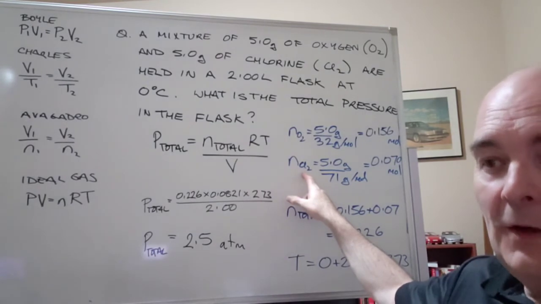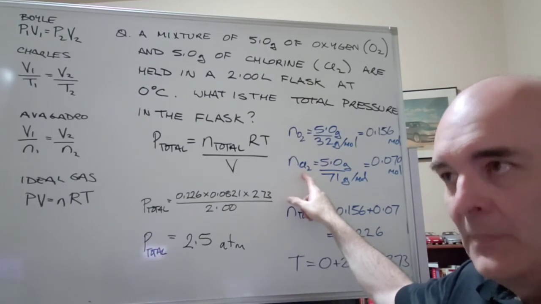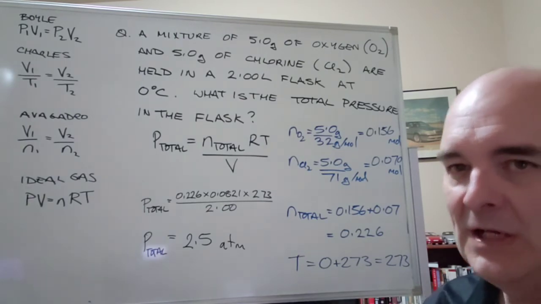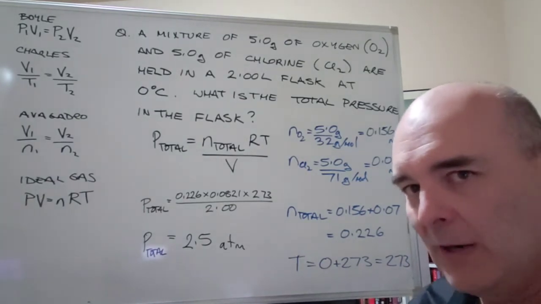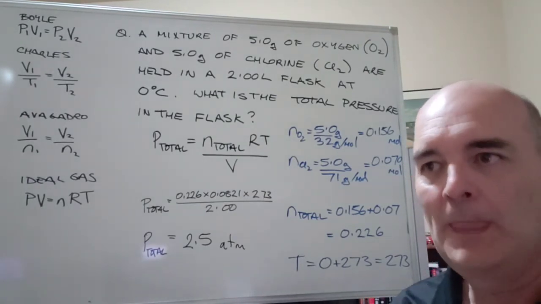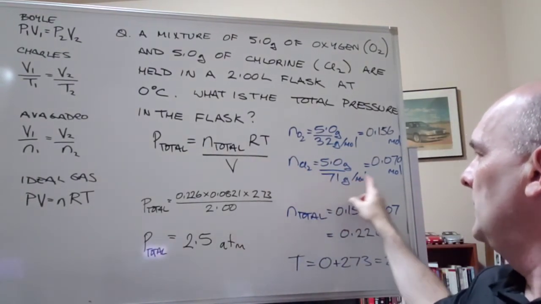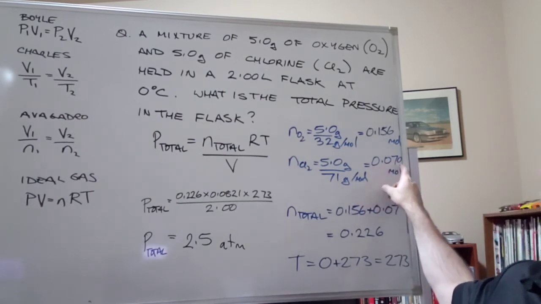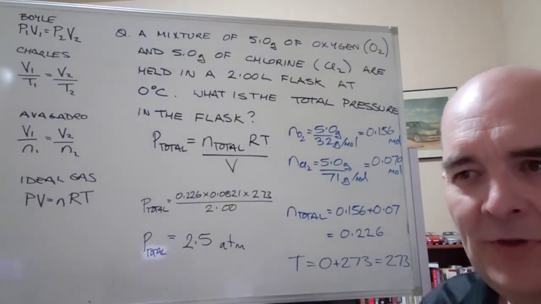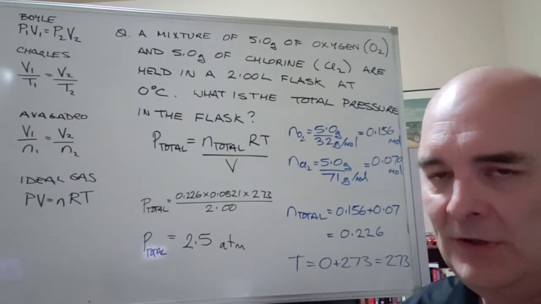Chlorine, on the periodic table, an atom of chlorine is 35.45. So a molecule of chlorine weighs 71 grams per mole, significantly heavier than oxygen. So 5 grams of chlorine is not going to be nearly as many moles as 5 grams of oxygen. So the number of moles of chlorine is 5 divided by 71, which gives me 0.070 moles.